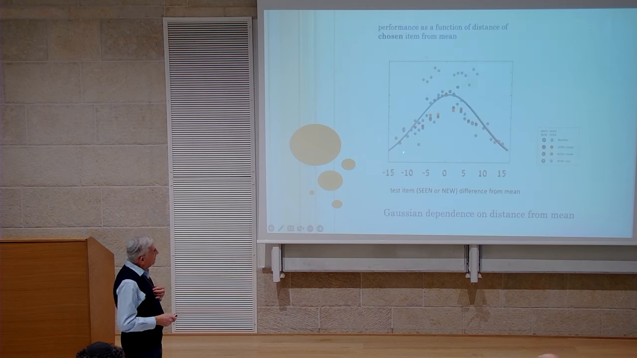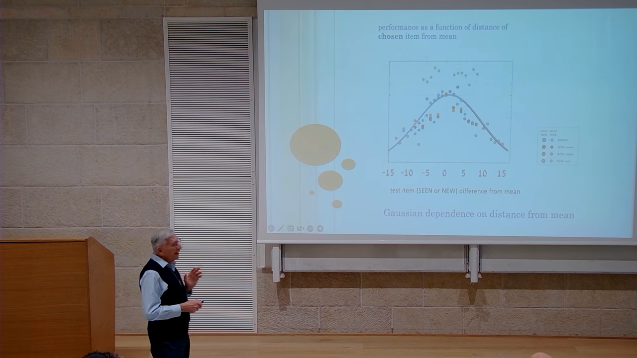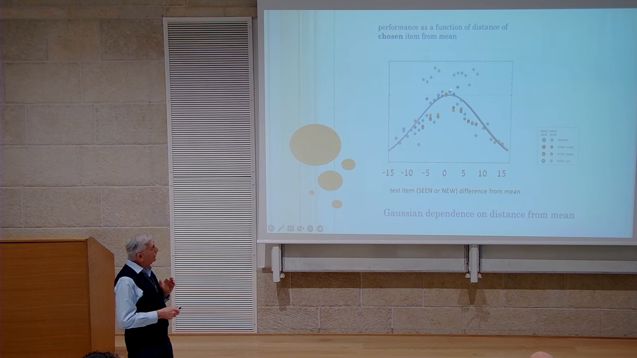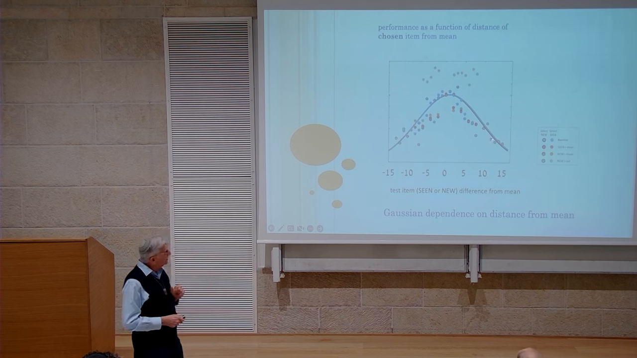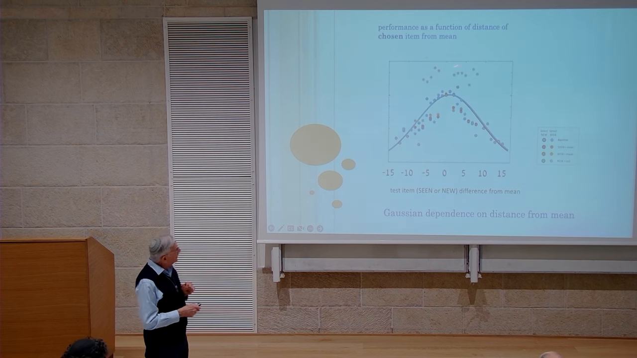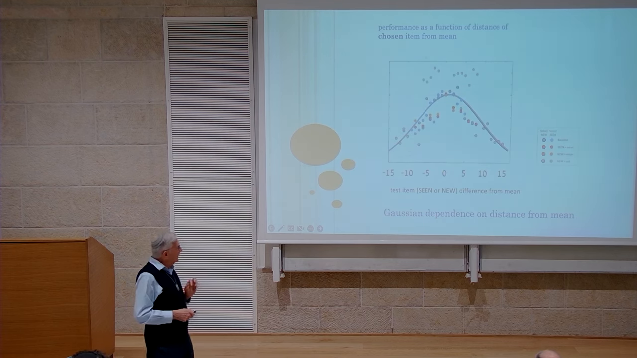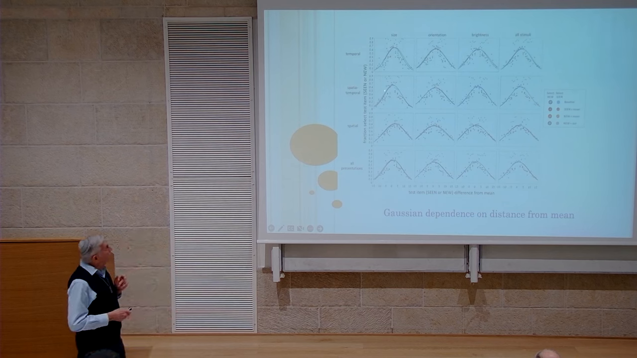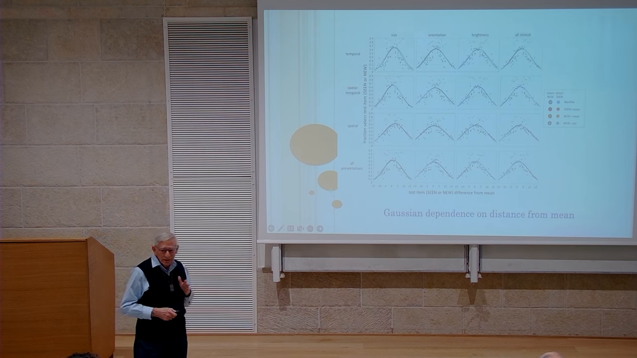This is a nice Gaussian dependence that when it's equal to the mean, they're choosing this item most. And as the item becomes further and further from the mean, then they're choosing it less. Of course, it depends on what the other one was, etc. But you get this nice Gaussian dependence on the distance. And if the new one was outside, they're doing even better. And there's nuances between them, but the Gaussian is there. And that's true for every one of these, size, orientation, or brightness, and it's true for temporal or spatial presentation.